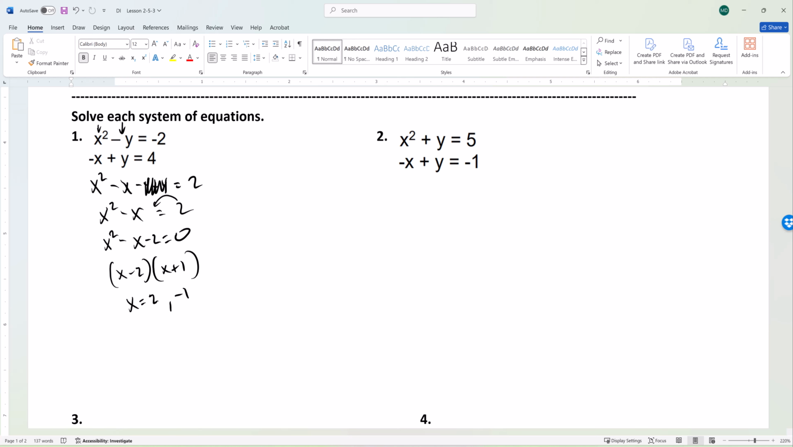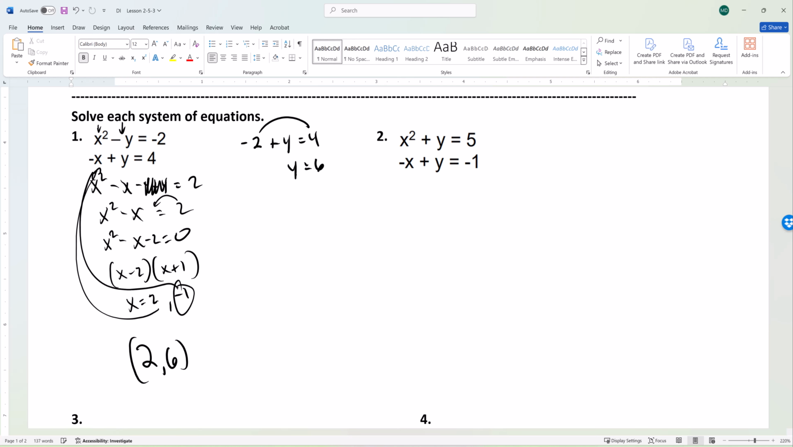So now you can plug it back in to find your y value. So if I plug in 2, you get negative 2 plus y equals 4. Add the 2, y equals 6. So my one pair is 2, 6. Now I can plug in the negative 1. So negative times negative 1 plus y equals 4. That's 1 plus y equals 4. Subtract 1, you get y equals 3. So then it's going to be negative 1 and then 3.